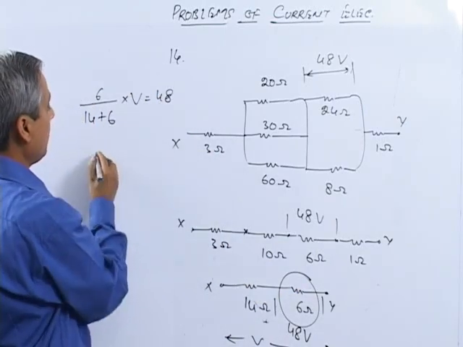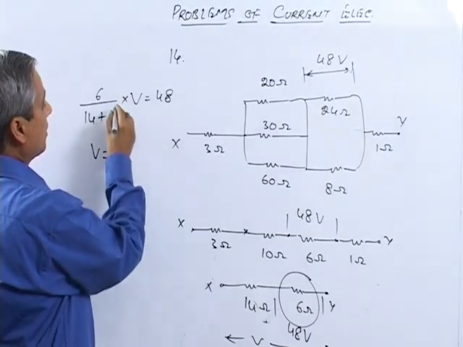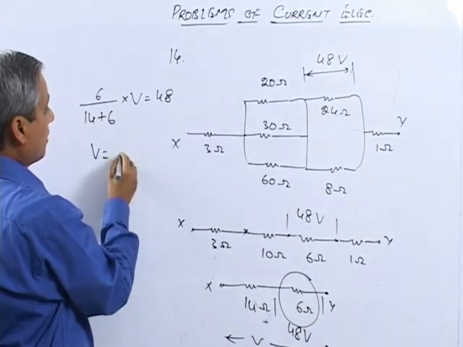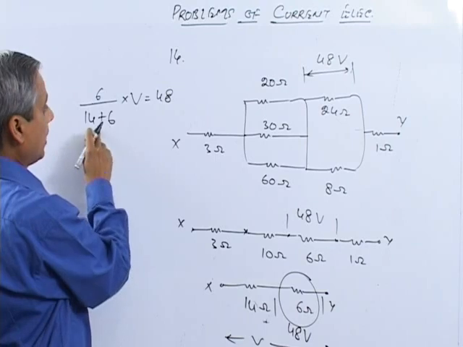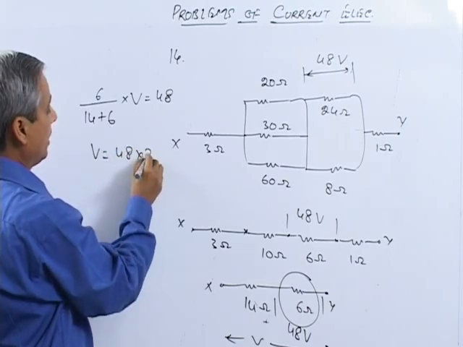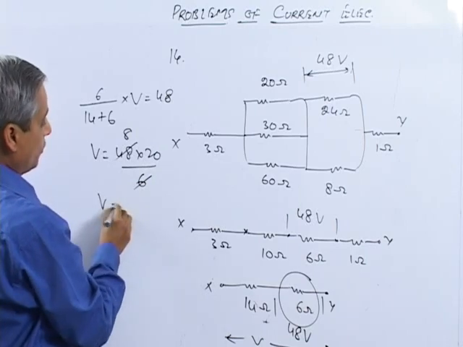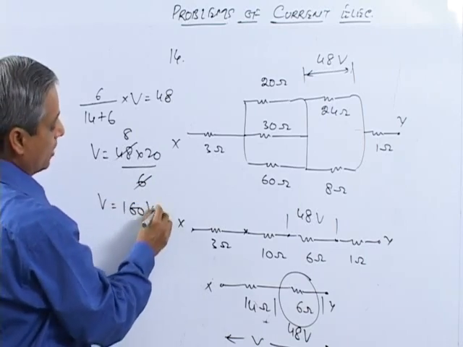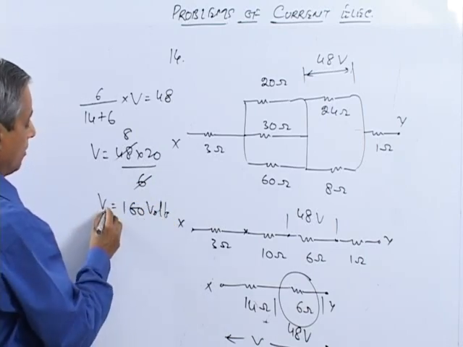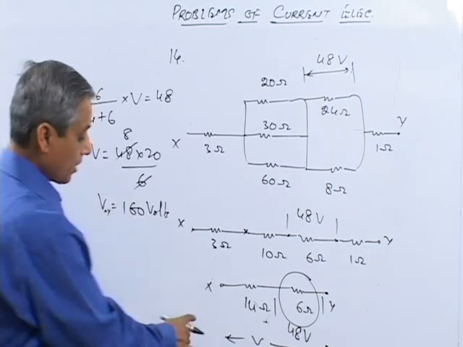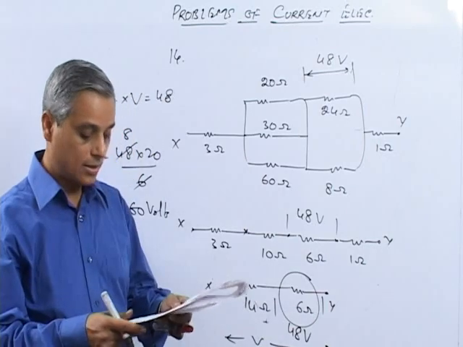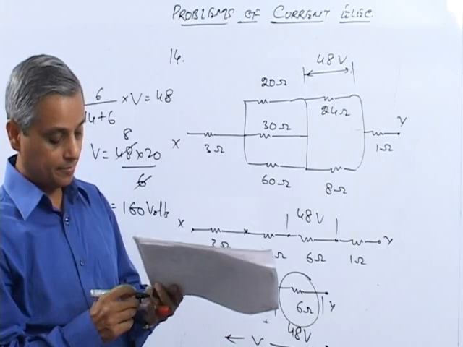You solve it for V. This is 6 plus 14, 20, so 48 into 20 divided by 6. 6 8s are 48, so V comes out to be 160 volts. So the potential difference between X and Y is 160 volts. The answer is A.